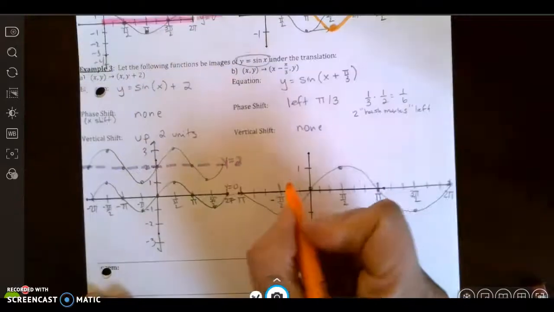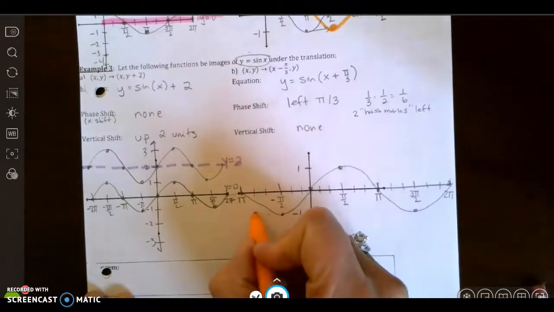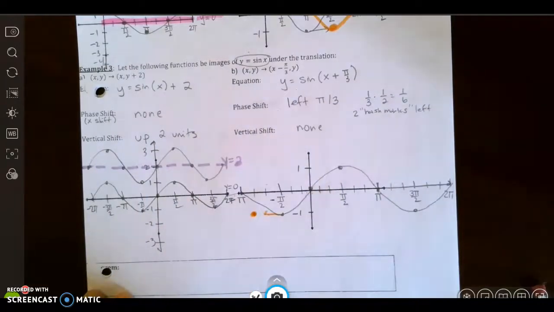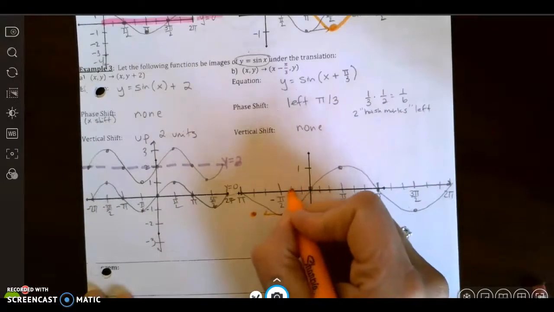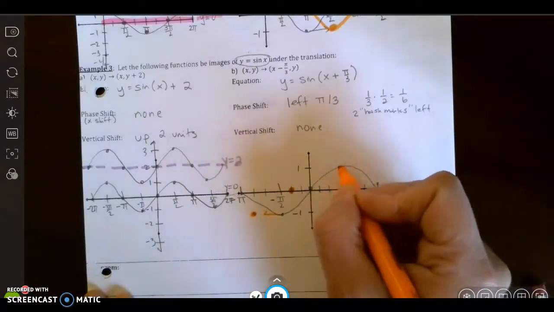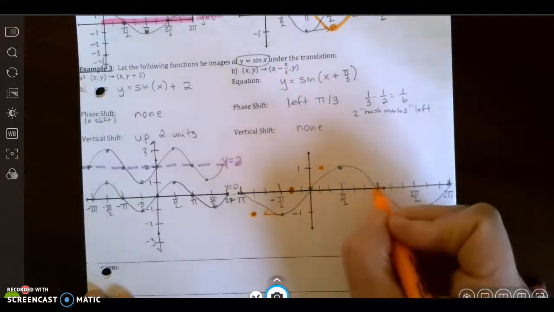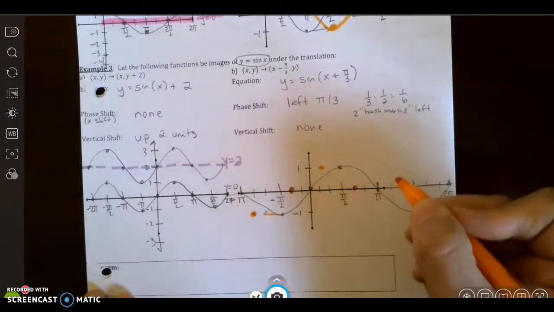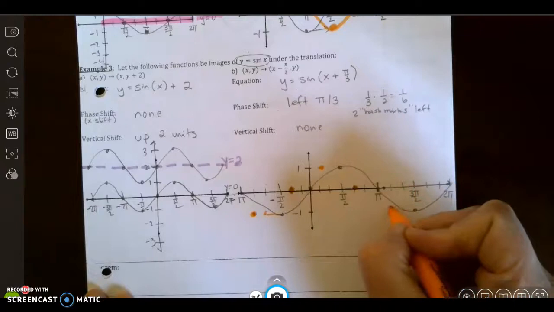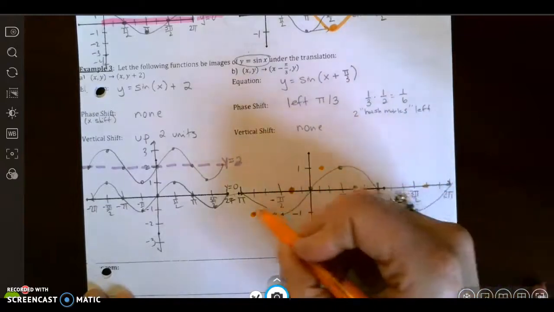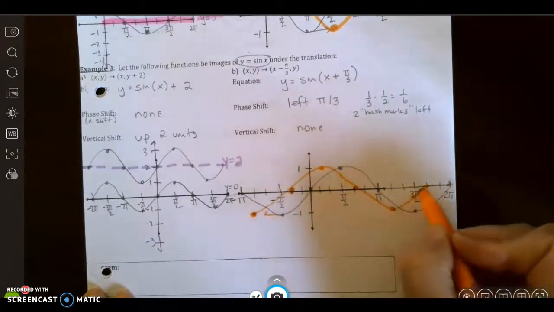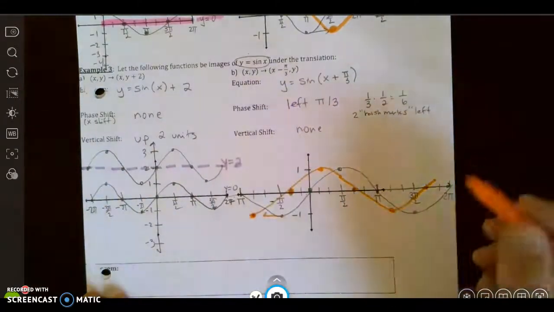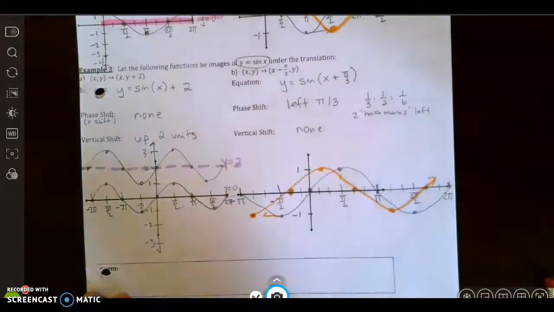So I can move this one, 1, 2 would be right here. This one moves to there. So this is my new point right there. And then this one is going to move 2. This one moves 2. There we go. And there is my new sine curve.